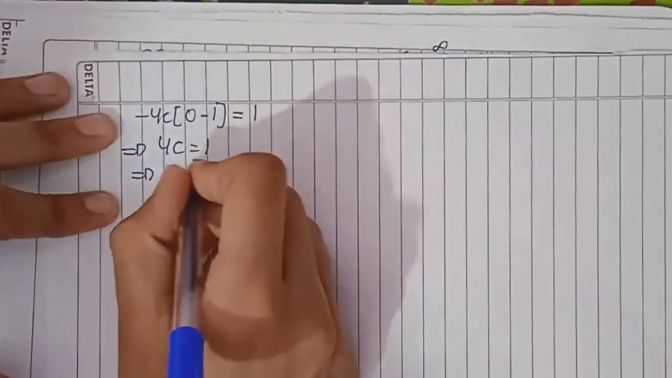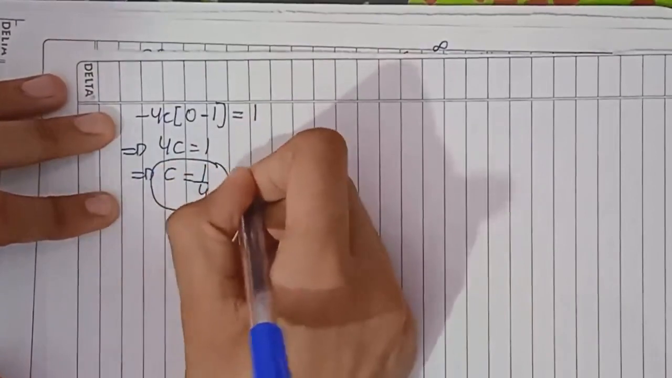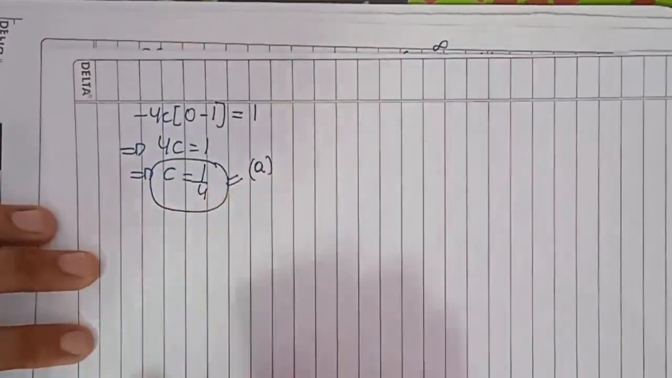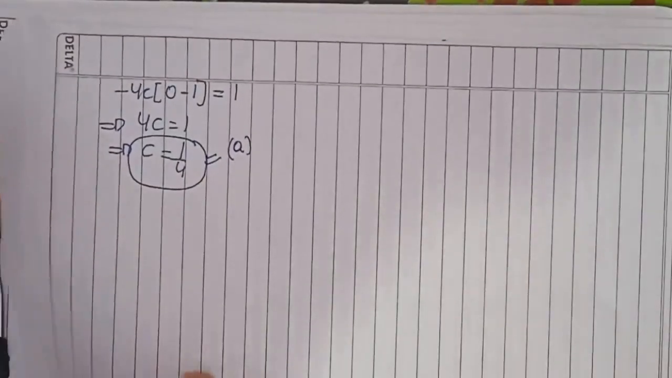Now finally the value of c that we have got after solving that is c is equal to 1 by 4. So this is the answer for the A part. Now let us see what were the B and C parts.